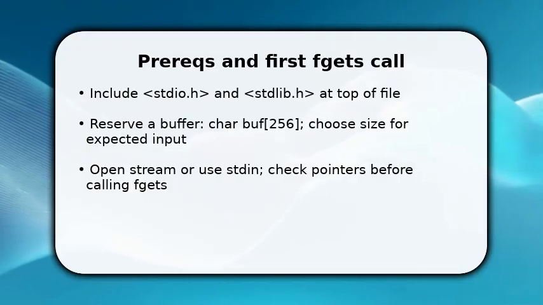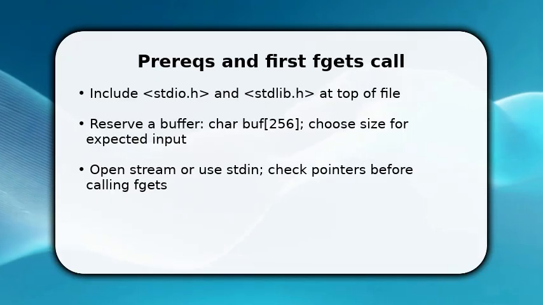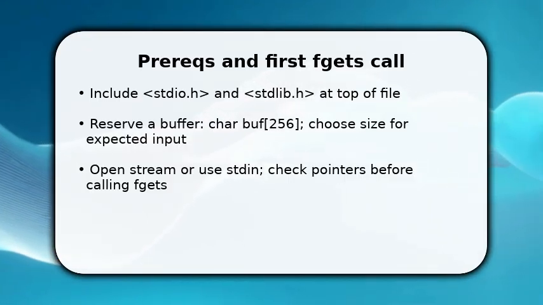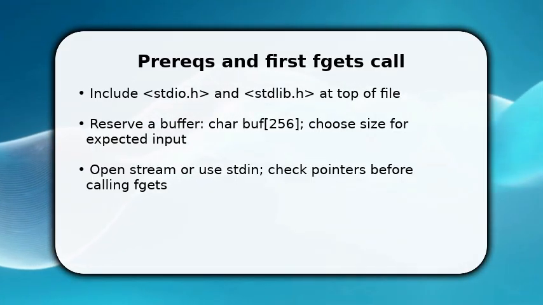You start by preparing the buffer and stream. Include stdio and allocate a char buffer sized for expected input, then open or pick the FILE asterisk you need. Once done, call fgets(buff, sizeof buff, stream). This reads up to size minus 1 characters or until newline.